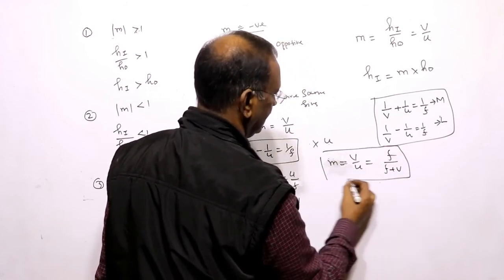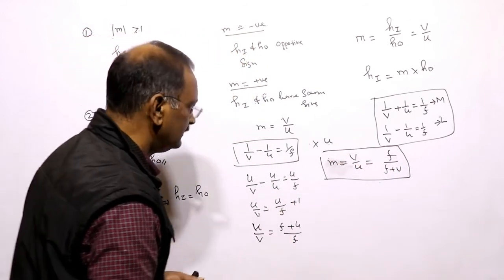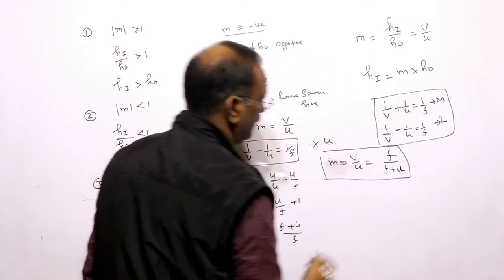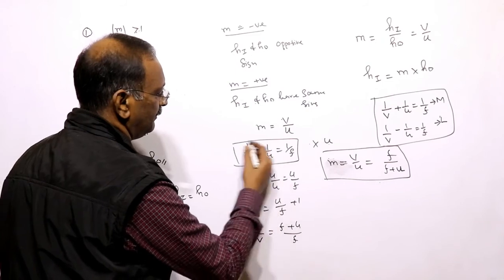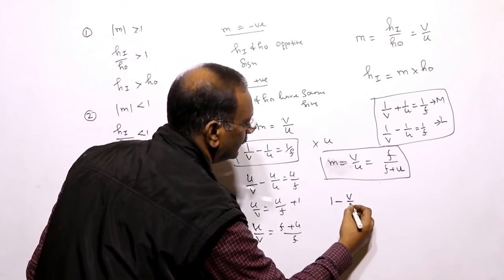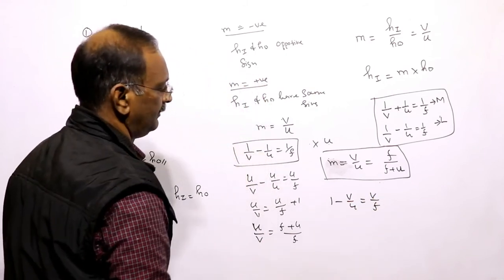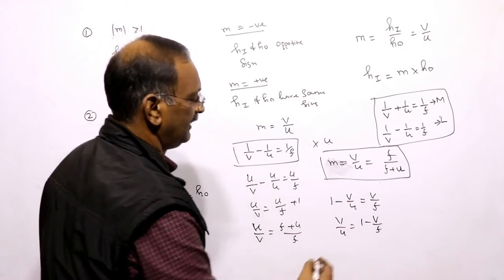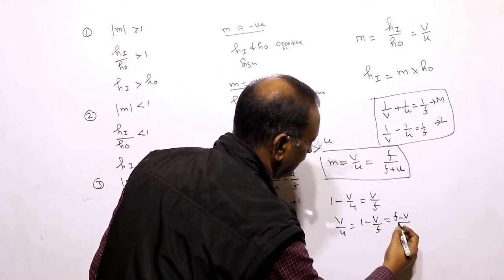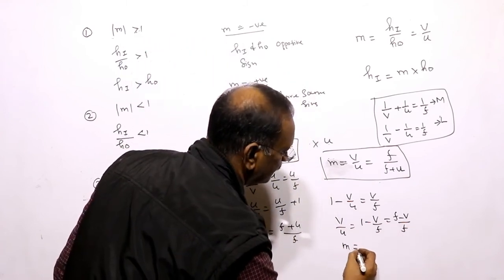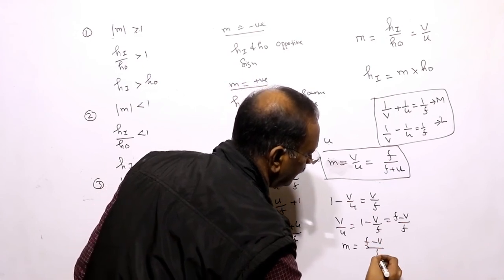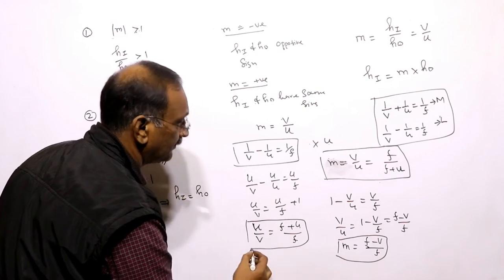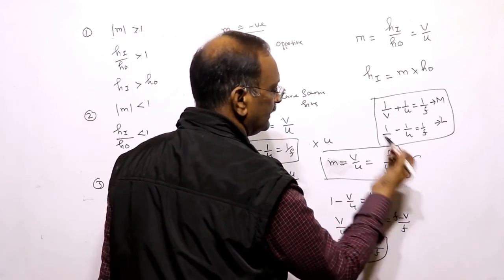This is the equation for magnification in terms of f and u. Now the same equation multiplied by v. When you multiply by v, this will become 1 minus v by u is equal to v by f. We take this to the other side, so v by u is equal to 1 minus v by f. 1 minus v by f can be written as (f minus v) by f. So v by u is nothing but magnification. Magnification is equal to (f minus v) by f. This is magnification in terms of focal length and image distance. This is the magnification equation in terms of focal length and object distance.